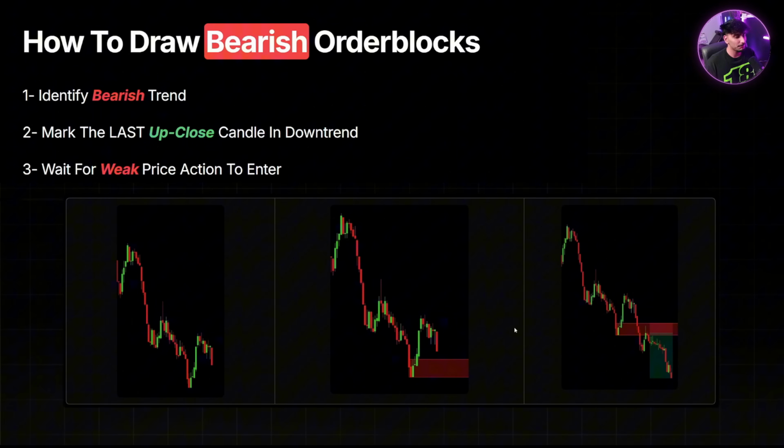And finally, for step 3, we wait for weak price action to enter. In this example here, we can see the stock broke to low of day. We came back for the retest. We had a very weak price action candle here. Once again, if you don't understand how to read price action, I have a full in-depth video for that as well. But as we can see, once we retrace into that order block, we enter into the trade there with the 2R multiple, and this trade once again made a very nice low of day move.